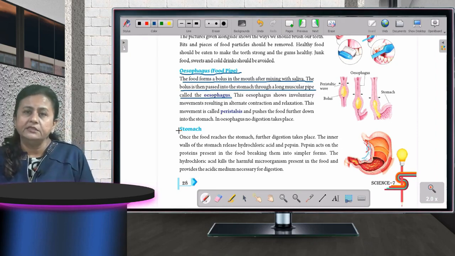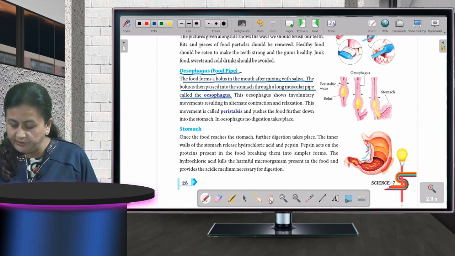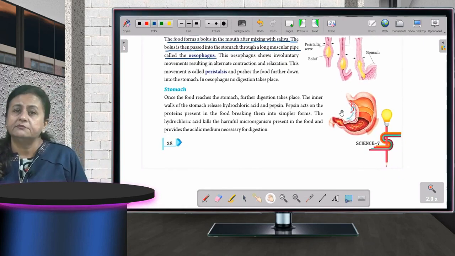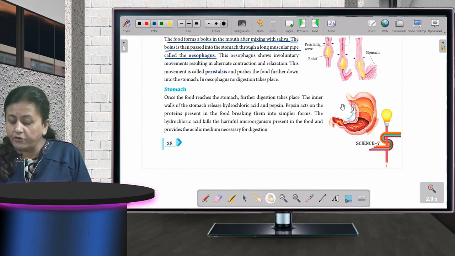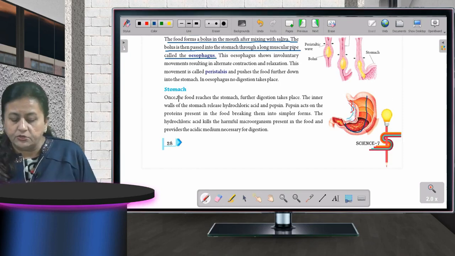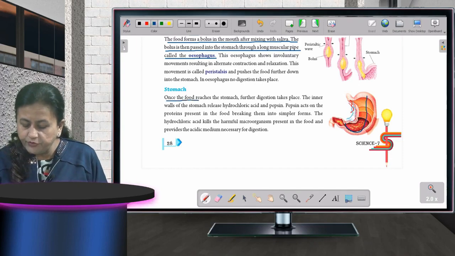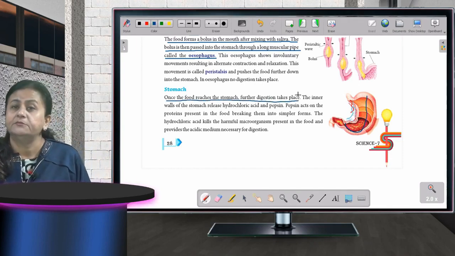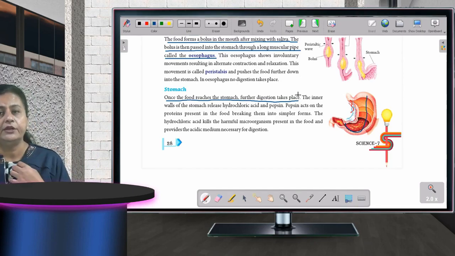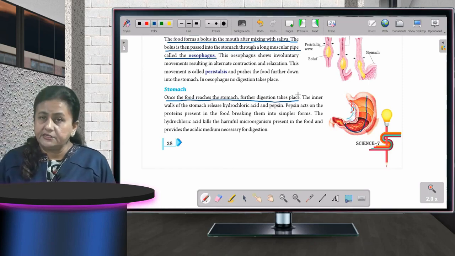Now, once the food has entered into the stomach, what will happen? See, first of all, you can see the diagram also. The stomach is some sort of J shape. Okay. So, once the food reaches the stomach, further digestion takes place. I am emphasizing it more because you should be very clear: whatever food is eaten, once it enters the stomach, the correct digestion starts taking place over here.